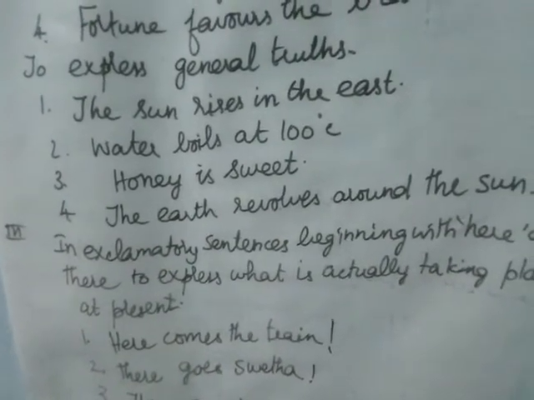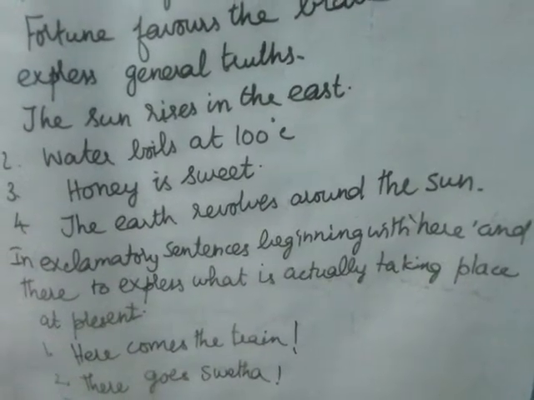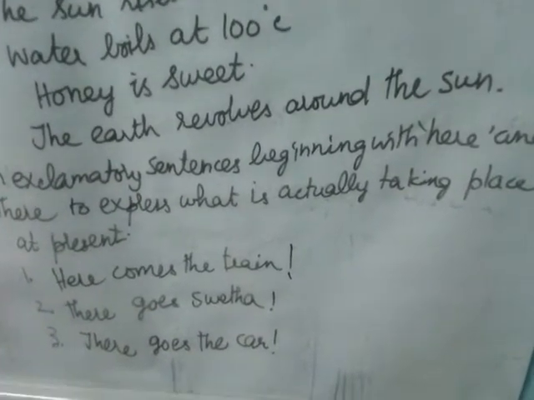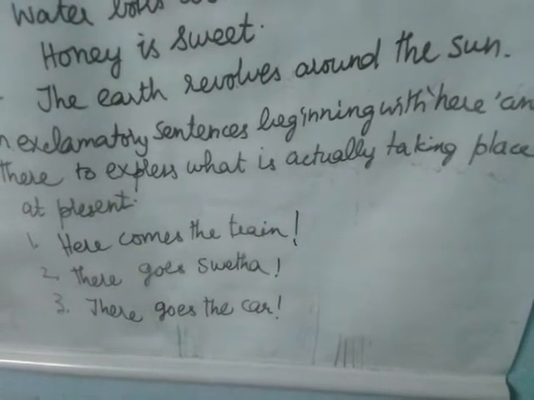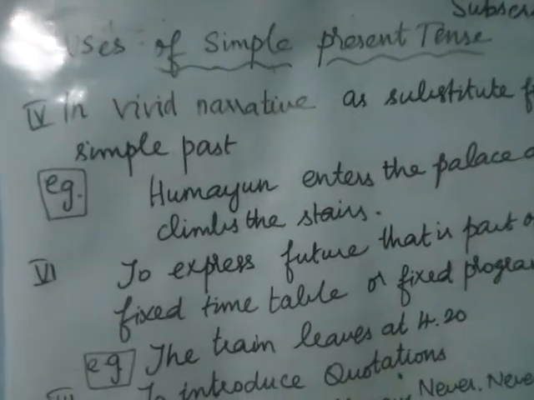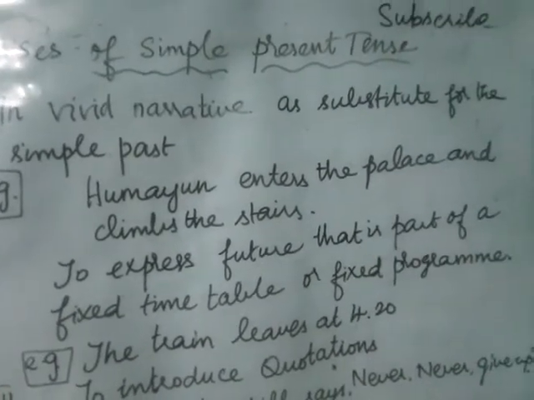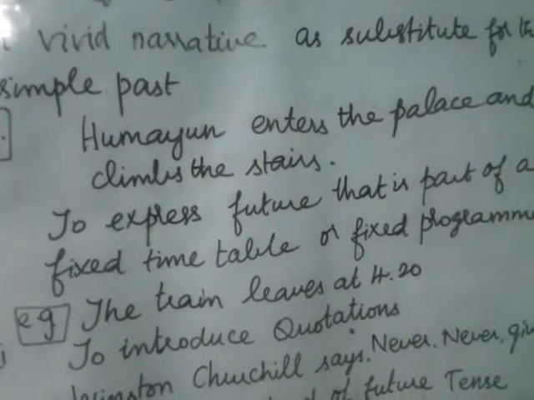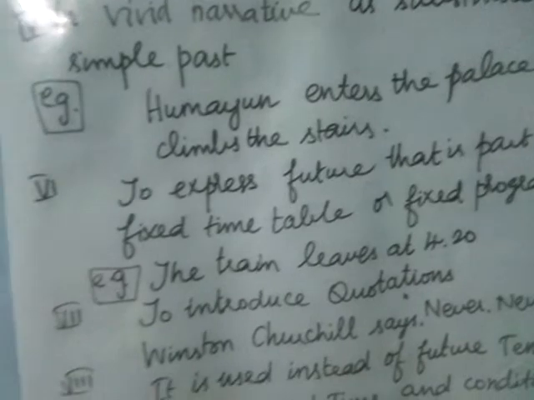Third one, in exclamatory sentences beginning with here and there, to express what is actually taking place at present. Here comes the train. There goes Sveta. There goes the car. Fourth point, in vivid narrative as a substitute for the simple past. Example, Humayun enters the palace and climbs the stairs.